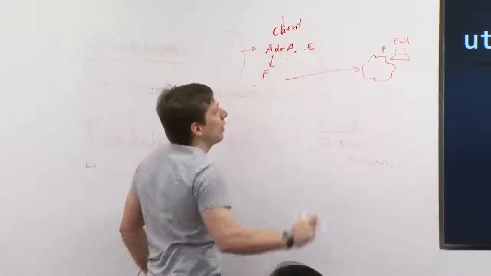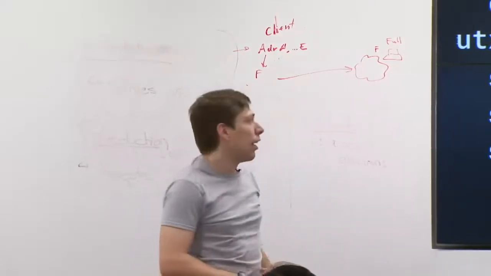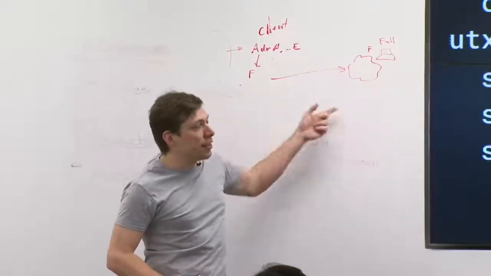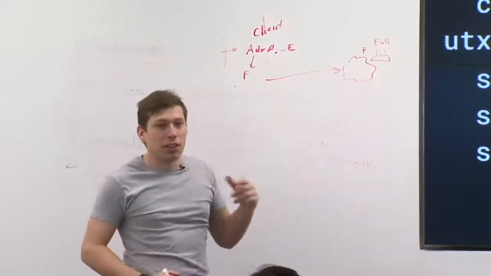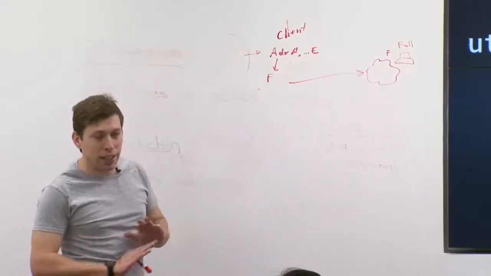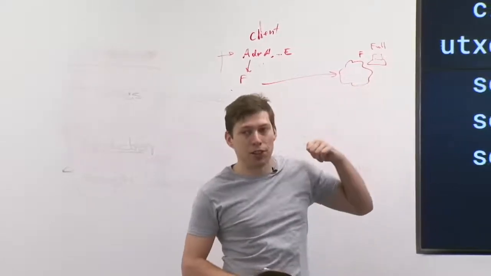I'm an SPV client. I connect to a full node, and I send a message that's called load filter. I say, hey, load filter, here's my filter F. Only send stuff to me that matches this filter. 99% of everything going on in Bitcoin, I don't care about. Here's a filter, and only send me messages that match this filter.